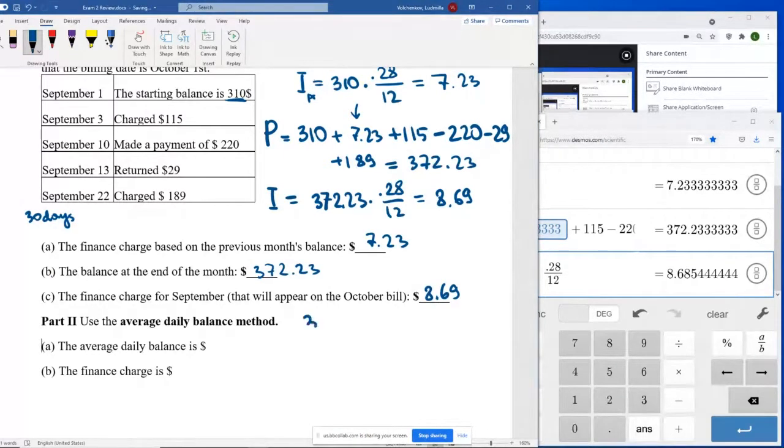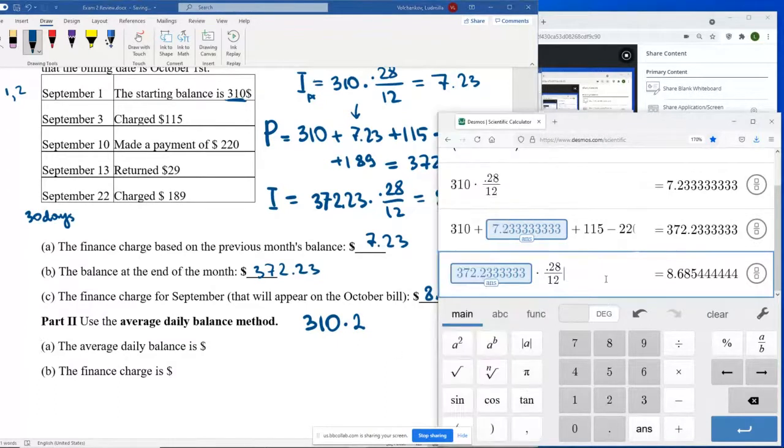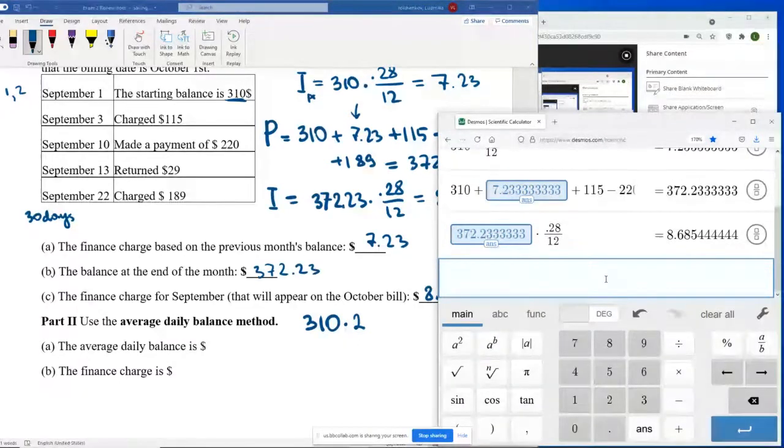So the first balance was $310, and it was from September 1st to September 2nd. So it is not 3. It was September 1st, September 2nd. On September 3rd, you got a new balance. So 310 must be multiplied by 2. The next balance is you have charged 115.